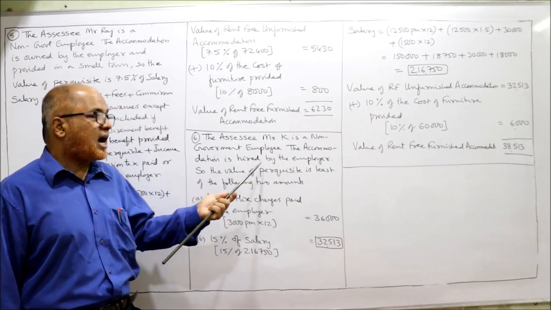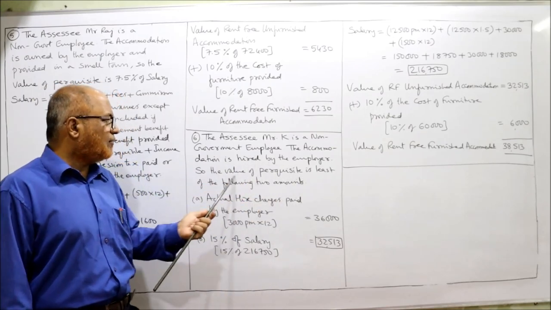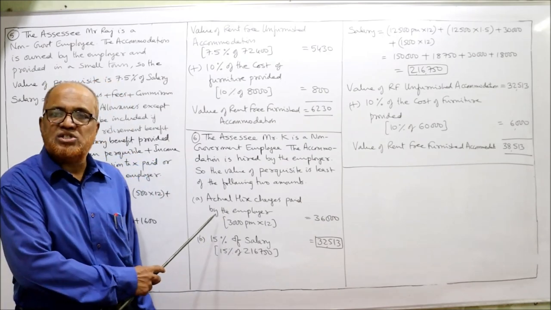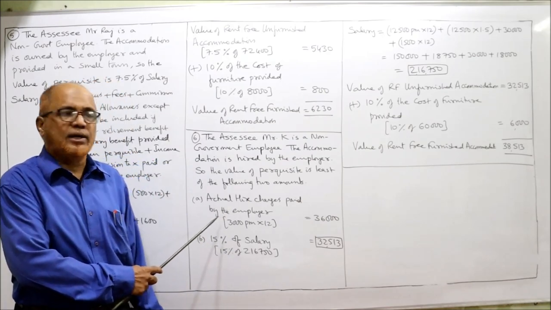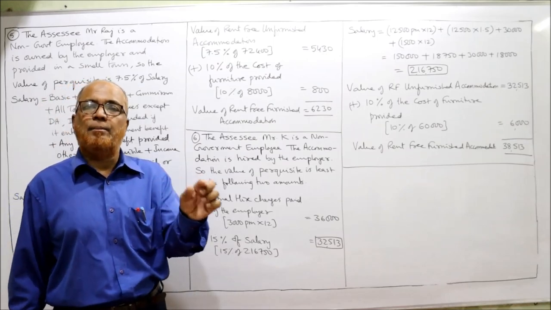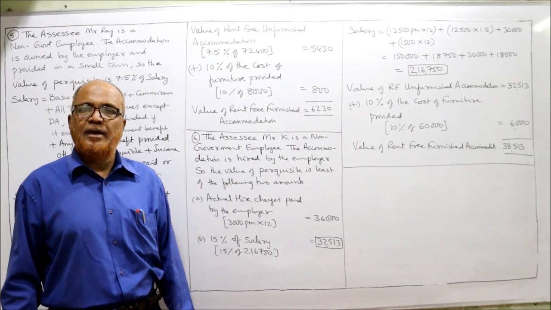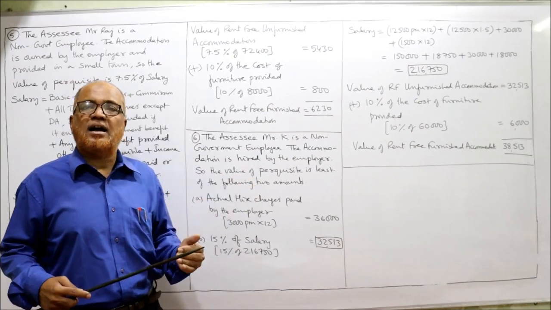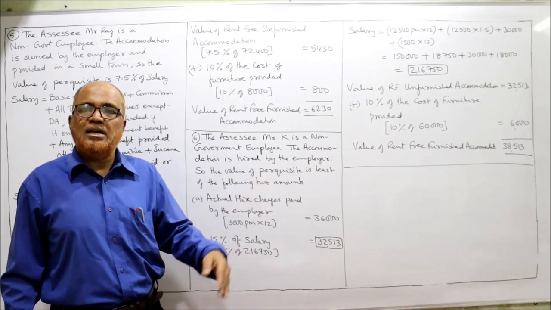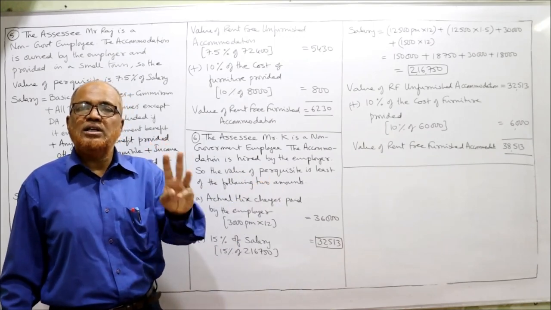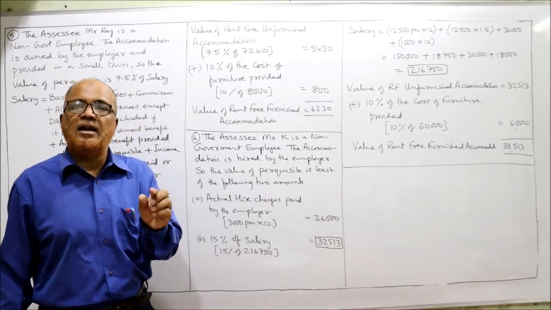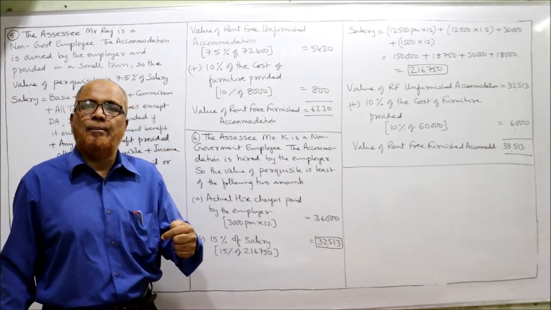The accommodation is hired by the employer. So the value of the perquisite is the least of the following two amounts. Now you have to remember, first time we are applying, least of the following two. First, actual hire charges paid by the employer. The employer has taken the accommodation on rent. Monthly rent paid by the company is 3000. So 3000 into 12, 36,000 is the annual rental charges paid by the employer.